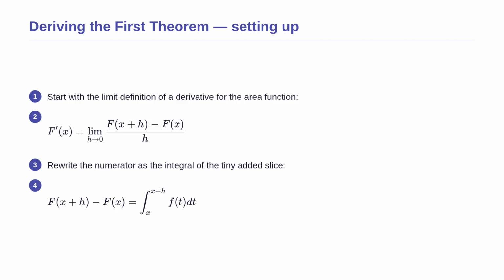Now that we have used this formula to solve a problem, let us understand where it comes from by proving it step by step. We start with the standard definition of a derivative applied to our area function. The numerator represents the difference between the slightly larger area after taking a small step forward and the original area. This difference is just the area of that tiny new slice we saw in the diagram earlier. We can rewrite this exact strip mathematically as a definite integral from x to x plus h. This sets up our rate of change perfectly and prepares us to evaluate the limit.